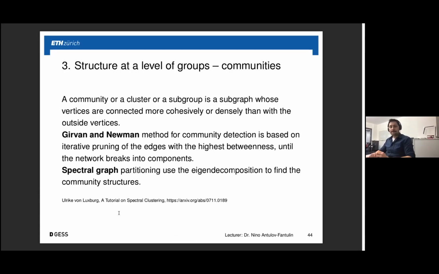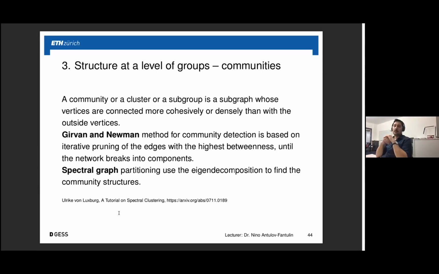And then after we have tried to answer the question of what happens locally, within your first neighborhood, we can also ask the third question: structure at the level of groups, meaning communities. Now, we have already mentioned communities, so let's say what communities are. You already have an intuition of what it is, but let us say that a community, or a cluster, is a subgraph whose vertices are connected more cohesively or densely inside than to outside vertices. So inside they are more densely connected than to the outside.